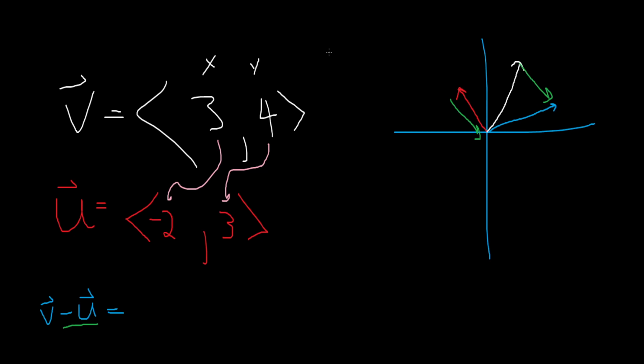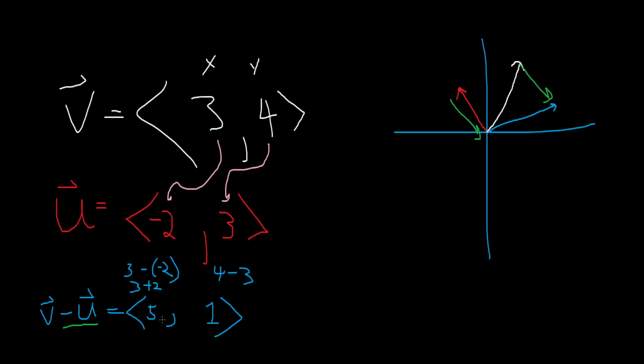So let's see how that plays out in the math. We're doing 3 minus negative 2. When you subtract a negative, it's the same as adding. So 3 plus 2, that's going to be 5. And then 4 minus 3, that's going to be 1. So yeah, it was exactly what we expected.